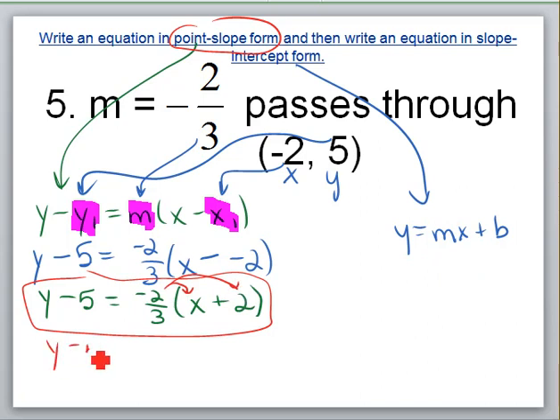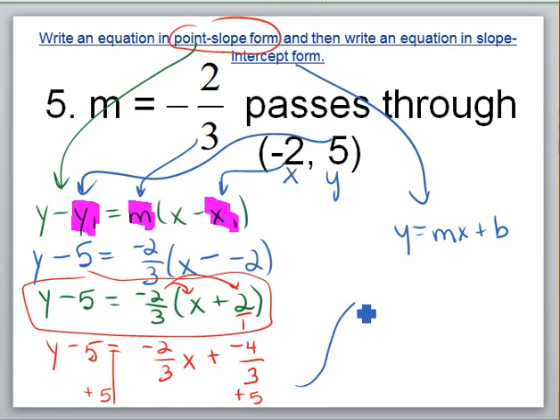So I have y minus 5 equals negative 2/3 x. And then I'm going to say negative 2/3 times 2. Well, when I multiply that, negative 2 times 2, I get a negative 4 over 3 times 1, which is 3. There's one more step then, because we've got to get y by itself. We'll have to add 5 to both sides. Now, I ran out of space right here, so I'm going to have to go off here to the side.